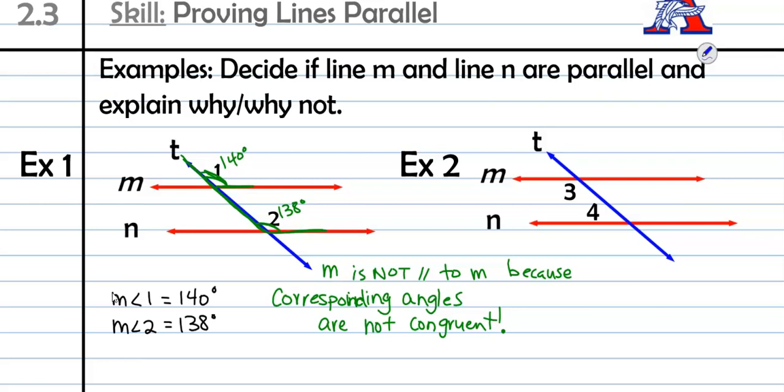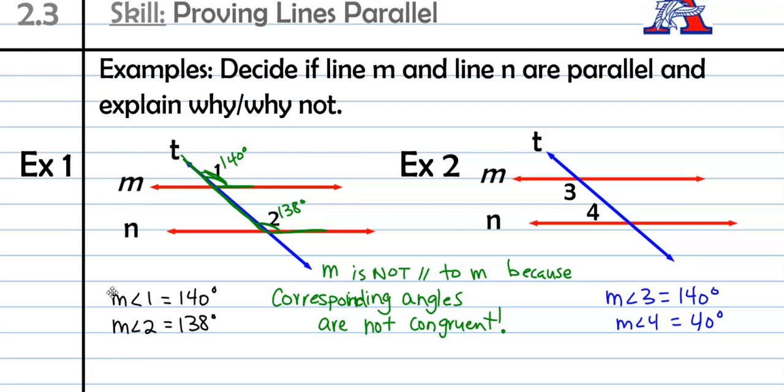All right, example 2. This time the information I'm going to give you is the following. I'm going to tell you that the measure of angle 3 is 140 degrees, and the measure of angle 4 is only 40 degrees. Uh-oh, is that a problem? It looks like those lines are pretty parallel.